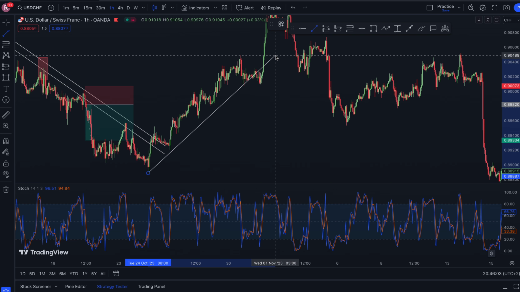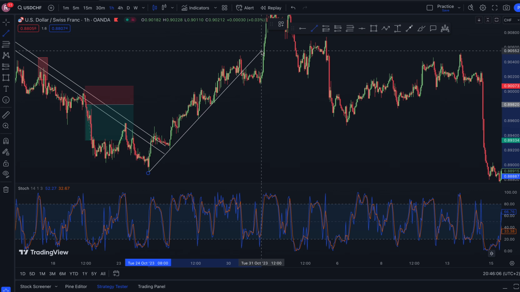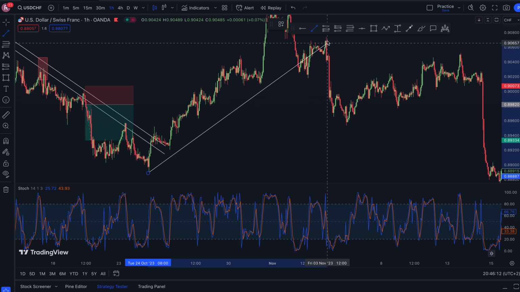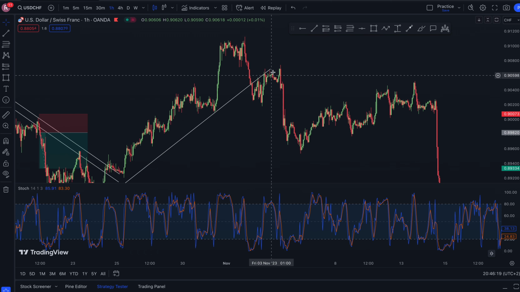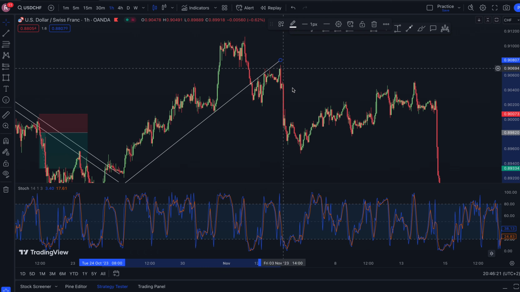Draw your trend line. As you can see, draw your trend line. Now, be careful. If your trend line is too steep, be careful. You want to probably make it something like this, of that sort. Now, as you can see, this was quite kind of invalid. There was no trade here.